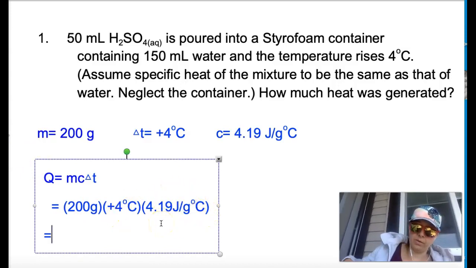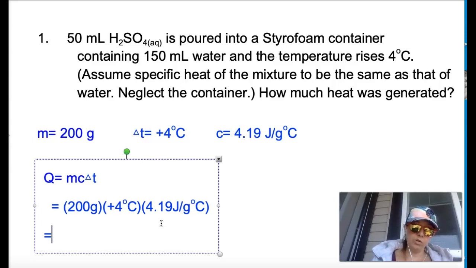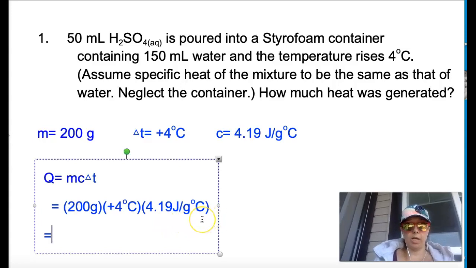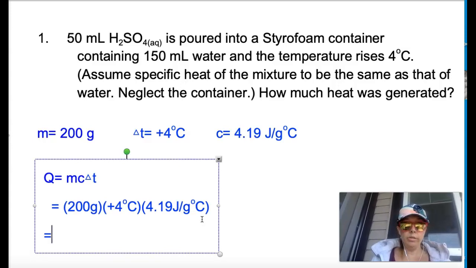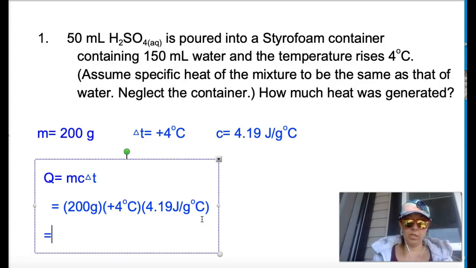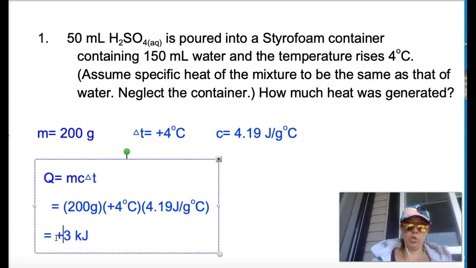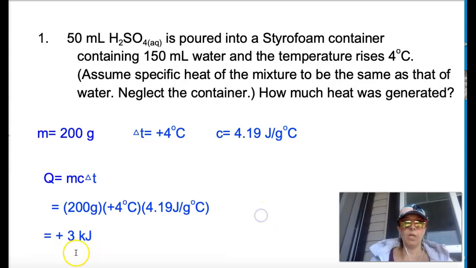Where's my calculator? Here we go. So 200 times 4 times 4.19. For significant digits, I can only have 1. My calculator is saying 3,352, and again this is in joules. I can convert that to kilojoules by dividing by 1,000, and I come up with 3 kilojoules. But I should make sure I put the positive sign at the front, because we always want to have a sign at the beginning, okay?